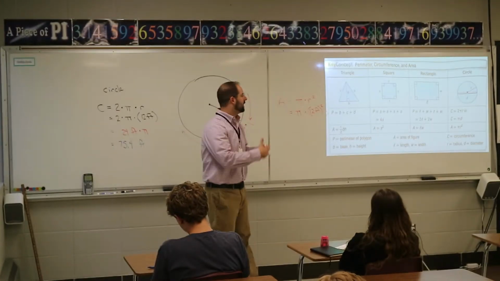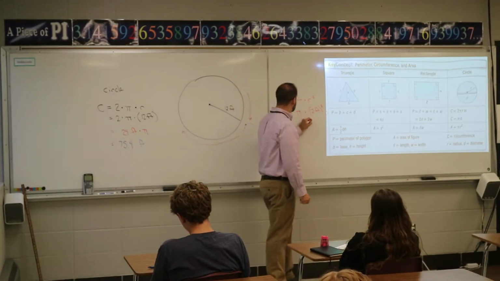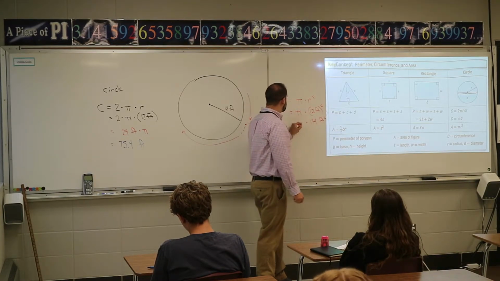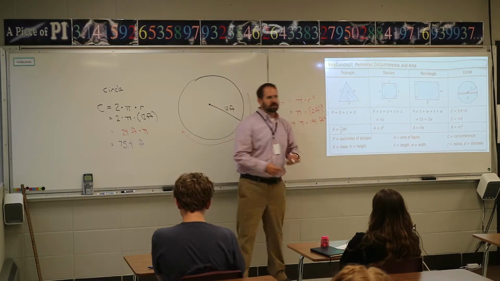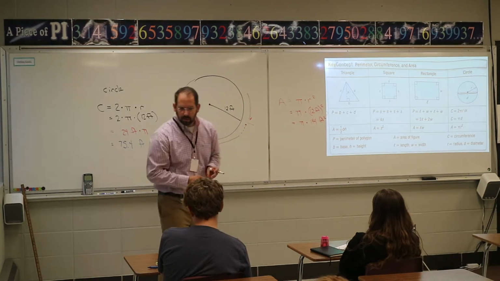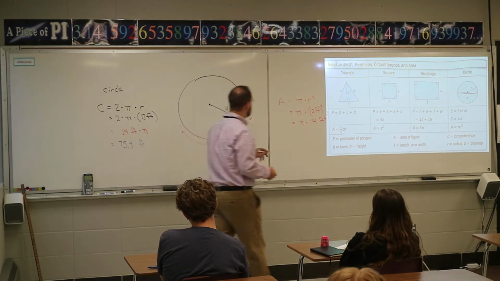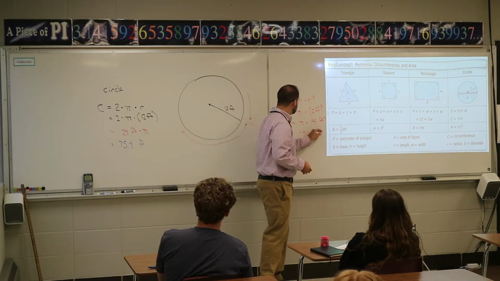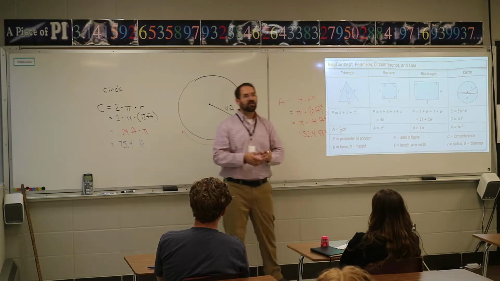So to square something, you take it times itself. So 12 times 12 is 144 square feet. Feet squared. We take that times pi, and that's a big number. What is that number? 452.4.